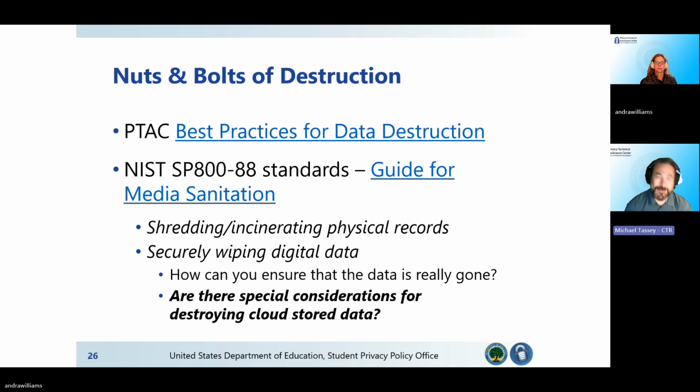I know that's a mouthful, but the numbers are important there, which is their guide for media sanitization. And that's a big, thick document that talks about the specifics of how data destruction works and how you should choose a method for data destruction that best fits your needs. It covers things like shredding or incinerating physical records and how to securely wipe digital data, right? Making sure that the data is really gone. And some of the special considerations around outsourced or cloud provider systems, where your data may exist with a third party.